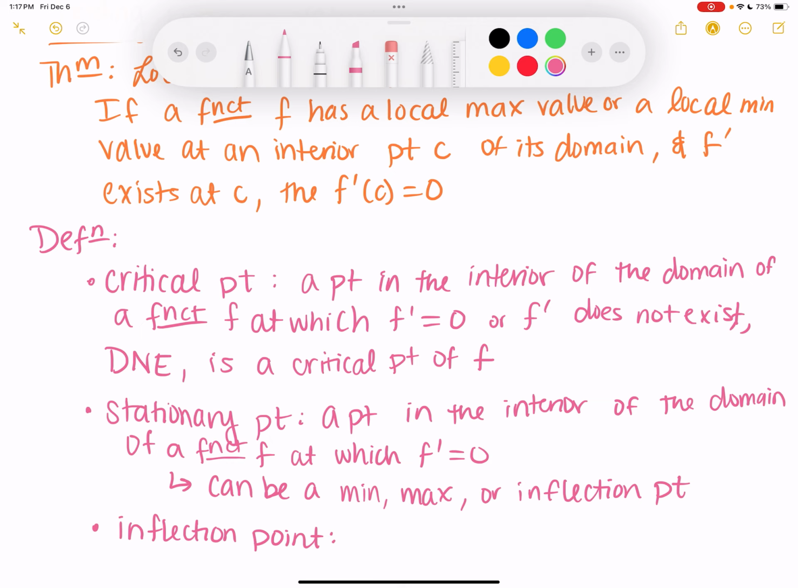The inflection point occurs where concavity changes, meaning f double prime is equal to 0. I smushed it in there.